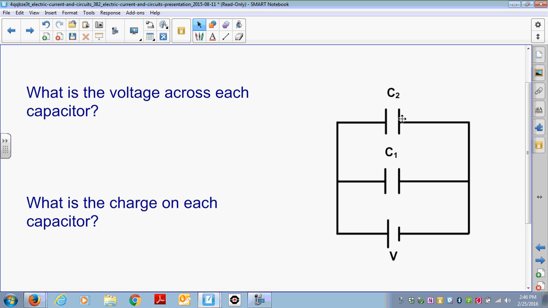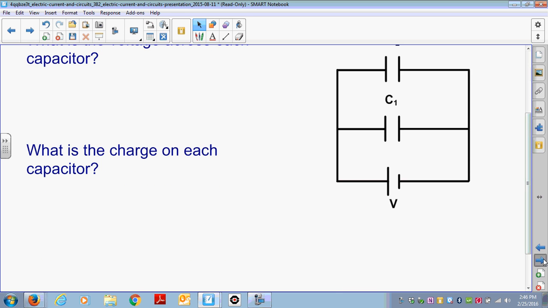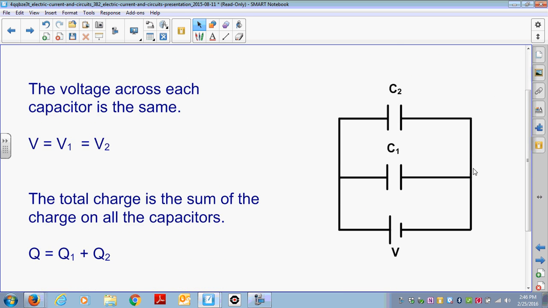If we look at C1 and C2, this side is connected to the plus plate. This side is connected to the minus plate. These two capacitors are wired in parallel, and that means the voltage across each capacitor will be the same. So what does that mean about charge? Well, remember, Q is equal to CV. So the charge here will be C1V, and the charge here will be C2V. The voltage across the capacitors is the same.